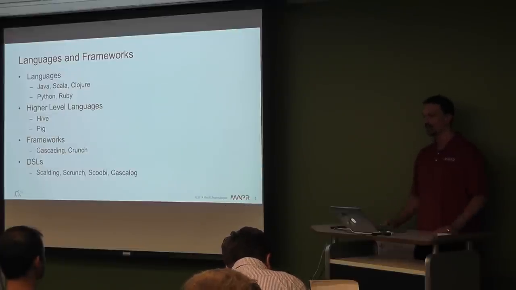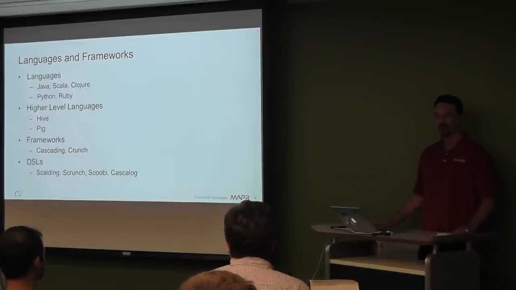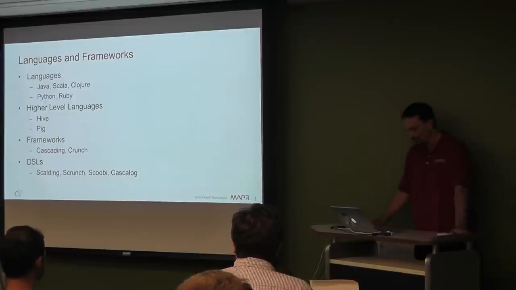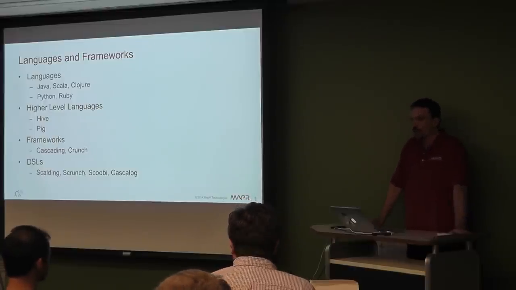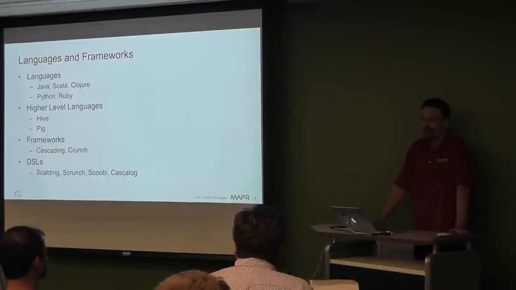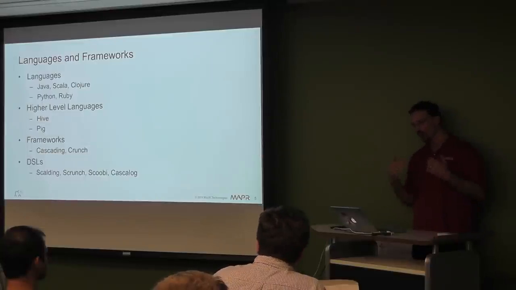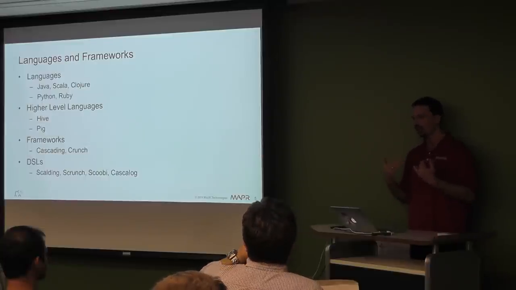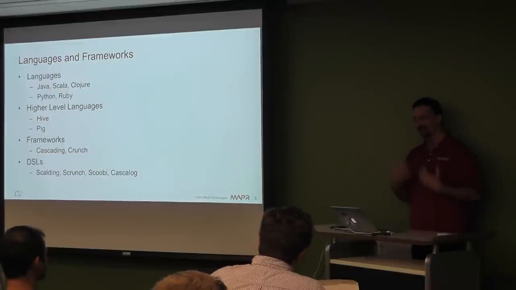Going and modifying two or three lines of Pig code, not too big of a deal. People don't stress out about it very much. So the frameworks, Cascading and Crunch, when they showed up, in my mind, this was a big deal for MapReduce, because it brought a level of normalcy to the MapReduce pattern that Pig and Hive brought to the table.